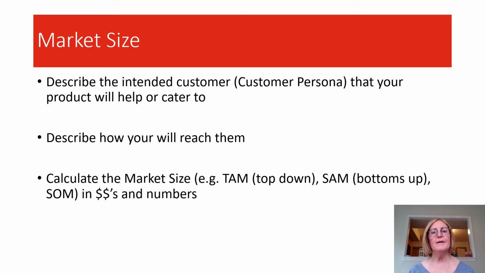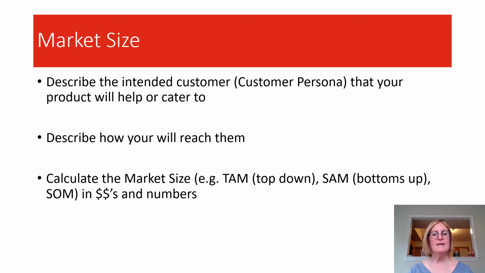And the third point that you want to make when talking about the market is to be able to describe for the judges the total market size. And there's two ways to do this. The first way is to do some research and determine how big the market is and estimate how much of that market you think your product or service can capture. And we call that method the top-down method.